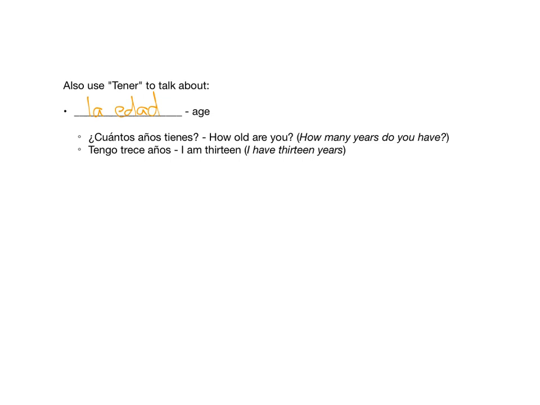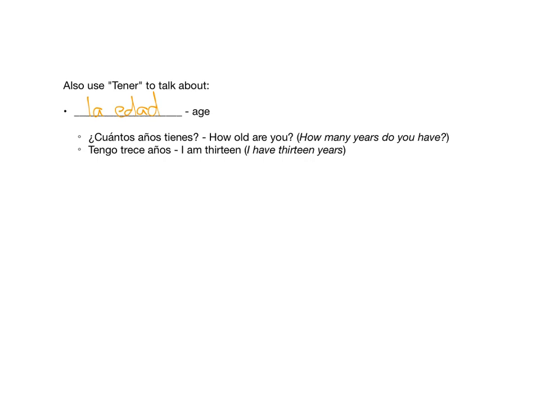Now this slide is actually the second page of the notes. And it's not much. There's not much there, but I still want you to fill this out and take a look at this. And we're going to talk on the next slide about some different ways to use the verb tener.